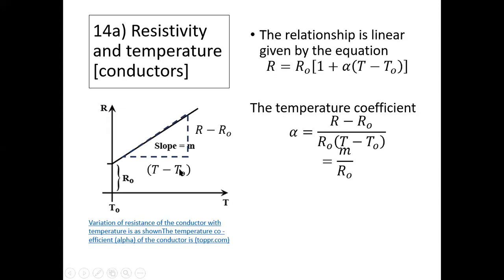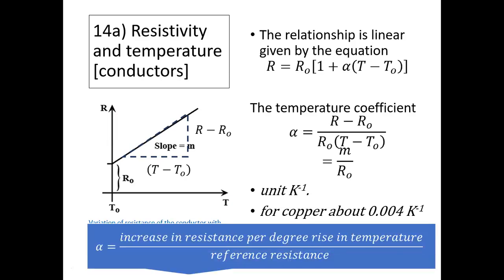R minus R naught over T minus T naught is the gradient, M, over R naught. Right? The unit is per Kelvin, and it is quite small for copper. No need to memorize. Know that it's small, that's all. Know how big it is so that in the exam, when you are asked to calculate, you can know whether your calculation is right or wrong. Okay, so I just try to help you summarize it. Alpha is the increase in resistance per degree rise in temperature, divided by the reference resistance.